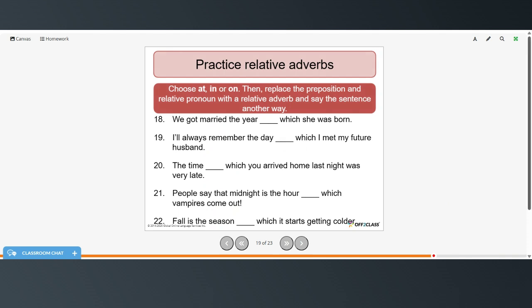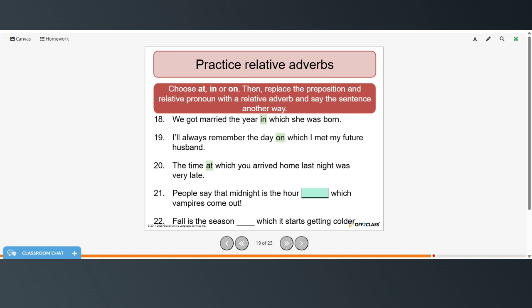Now you're going to choose at, in, or on, and then replace the preposition and relative pronoun with a relative adverb and say the sentence in another way. So we got married the year in which she was born, or you could just say when she was born. I'll always remember the day on which I met my future husband. So again, you could replace that with when. The time at which you arrived home last night was very late. Again, you can replace at which with when.